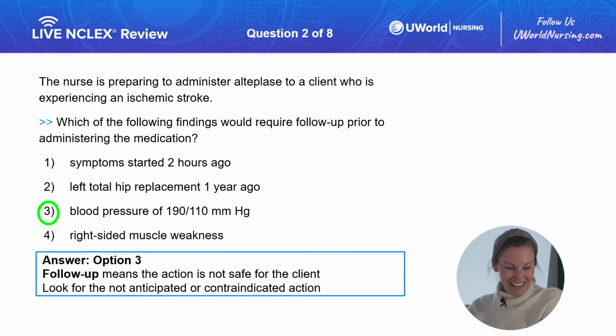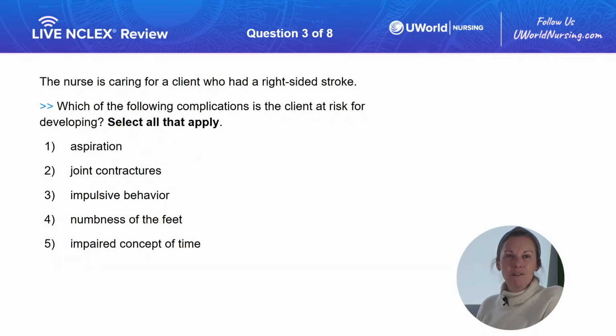All right, good work, you guys. Way to go. Okay, question 3. The nurse is caring for a client who had a right-sided stroke.